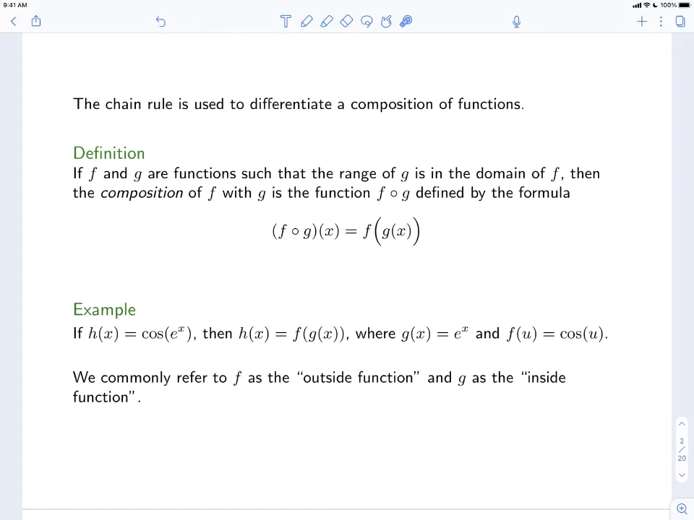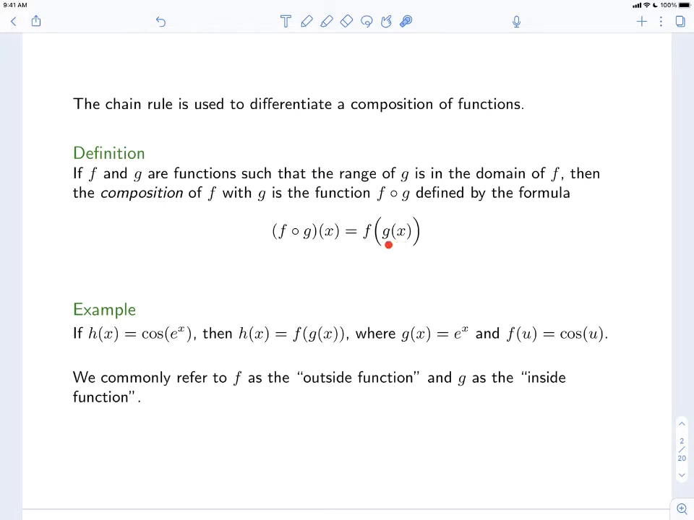Now, what do we mean by a composition? If f and g are functions such that the range of g is in the domain of f, then the composition of f with g, which we write f circle g in this way, is defined by the formula f circle g at x is equal to f evaluated at g at x.